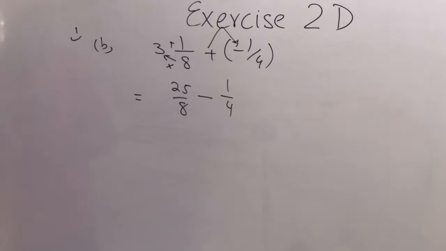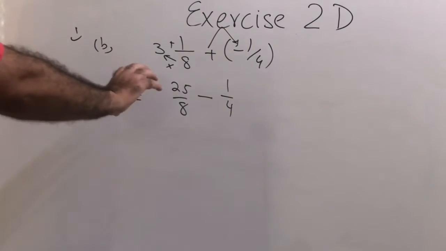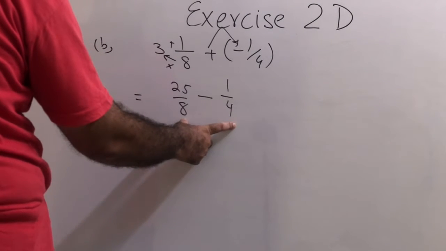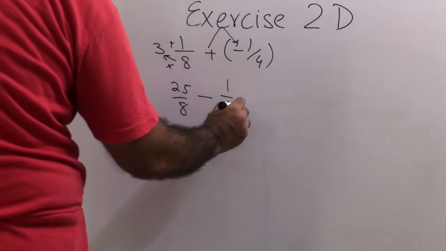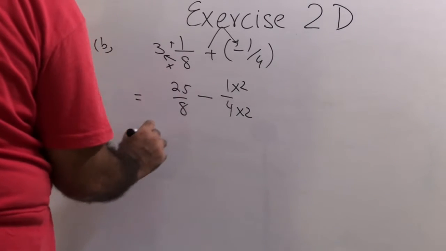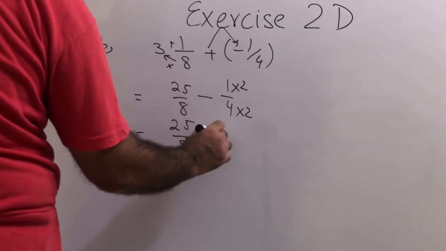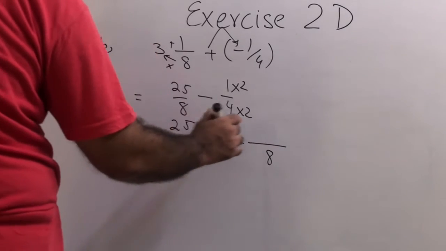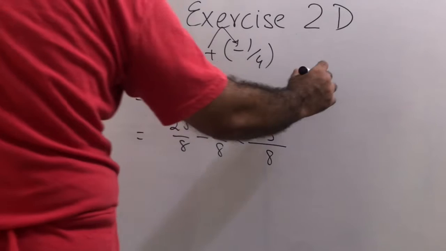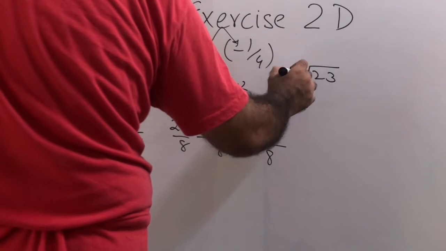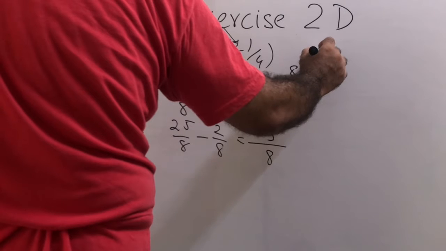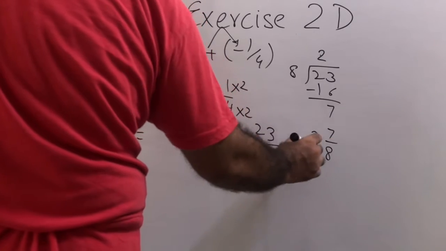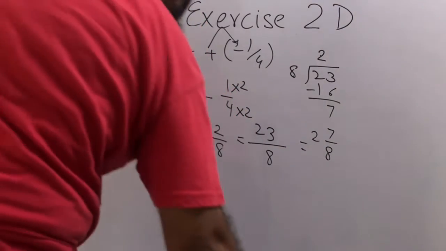Now we are in the situation that we are dealing with the subtraction of fractions. So here we will try to make the denominator the same. We will multiply this with 2, here also with 2. We will get 25 over 8 minus 2 over 8. Now denominators are equal. We will write the denominator once. 25 minus 2 is 23. This is the answer. Further, you can write it in mixed form. 8 3s are 24, 8 2s are 16, so it becomes 2 whole number 7 over 8. So this was all about part B.